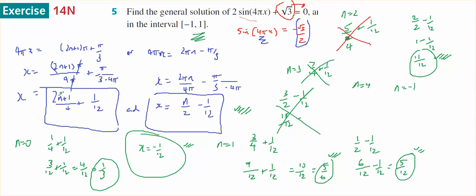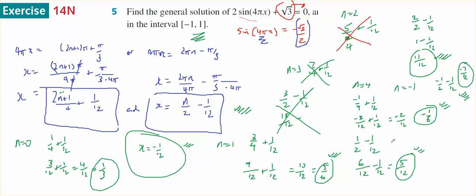So when n equals -1, I'm going to have -2 plus 1 is -1 on 4 plus 1/12. And -1/4 is -3/12 plus 1/12 is -2/12, which is -1/6. So that's in my domain. If I put a -1 here, I'm going to have -1/2 minus 1/12, which is -7/12. So that's also a particular answer. I'd like to consider when n equals -2. When n equals -2, I'm going to have -4 plus 1, so -3/4 plus 1/12 is -9/12 plus 1/12, which is -8/12, which is -2/3. That's also a solution.